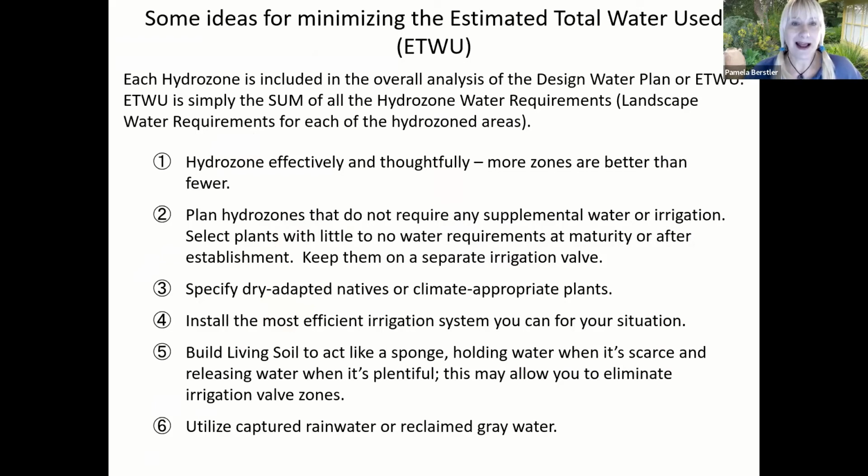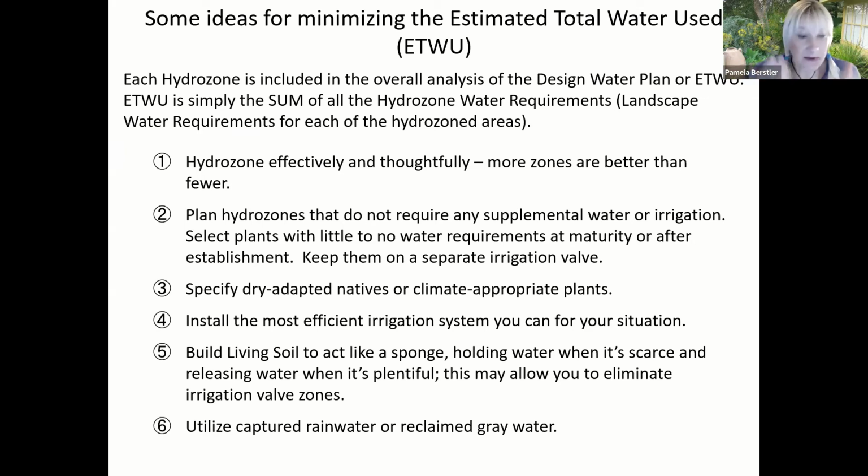So estimated total water use is a real thing at WU. Hate it. We call it a design water plan, but you can call it whatever you want. Estimated water use of the landscape. It's just a landscape water requirement, really. And you will need to think about what are ways that we can reduce that estimated water use.